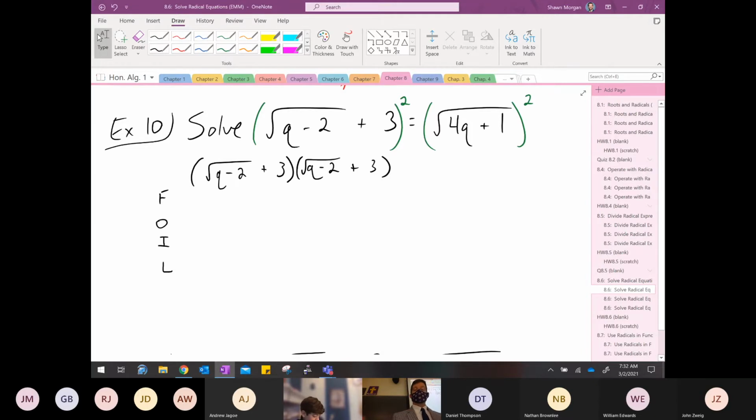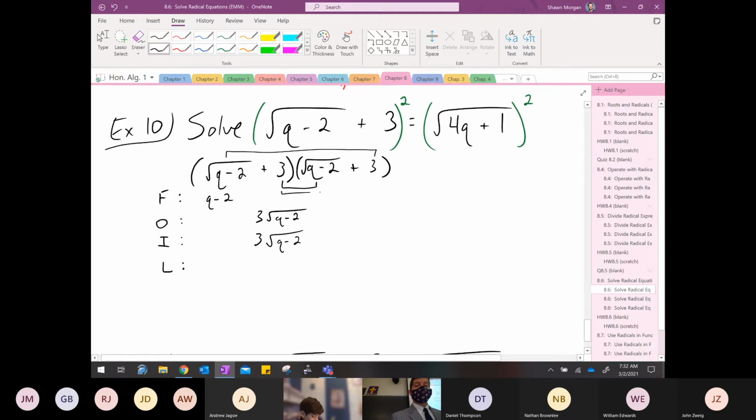All right, so when I multiply the first times the first, I'm just going to get q minus 2. Isn't that right? Square root times itself. In other words, squaring a square root is going to cancel it out. So we just get q minus 2. Okay. When I do the outer, Charlie, what do I get? When I multiply the outer 2 terms. Three times the radical. And then when I do the inner, I'm going to get the same thing, right? 3 times the radical, q minus 2.